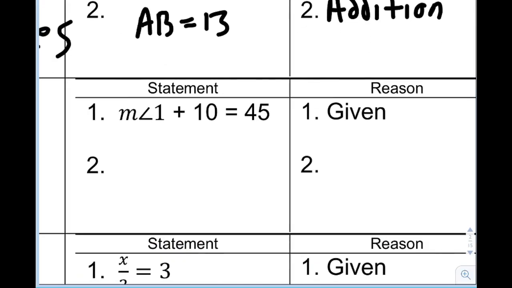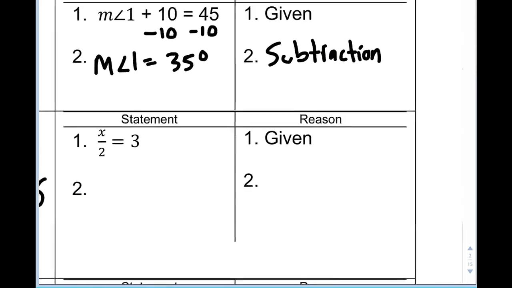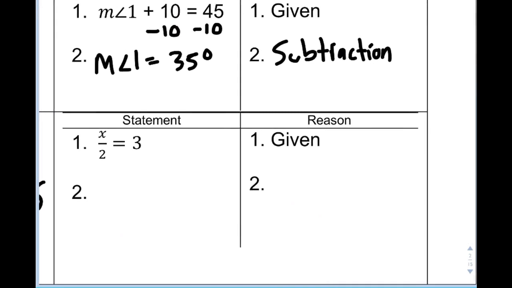If we're trying to find the measure of angle 1, we sometimes will subtract other angles. So you will find out that the measure of angle 1 is 35 degrees. Subtraction. We do this a lot when we know the measure of one angle and there's a relationship, maybe they're a linear pair or they're complementary. Well, we're going to have to subtract off some other measure.